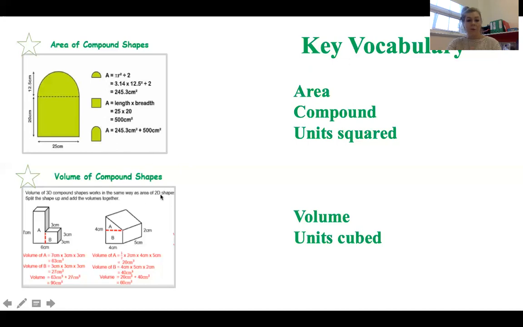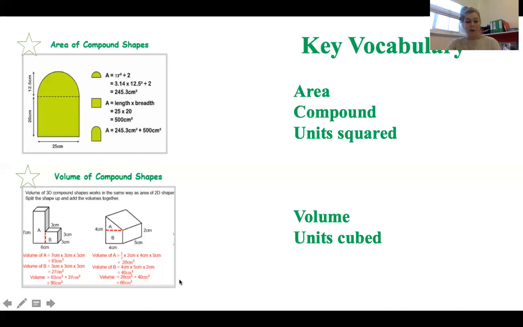The volume of compound shapes kind of leads on from this because you would use the information from the area of compound shapes and then you could apply that to volume. So the volume again links to the space inside the shape, and then we work with units cubed with volume. So you would find the area of this part and then you would use that to kind of help you find the volume as well. So there's an example of each individual area being found, then the volume, and then finding the compound volume as well.